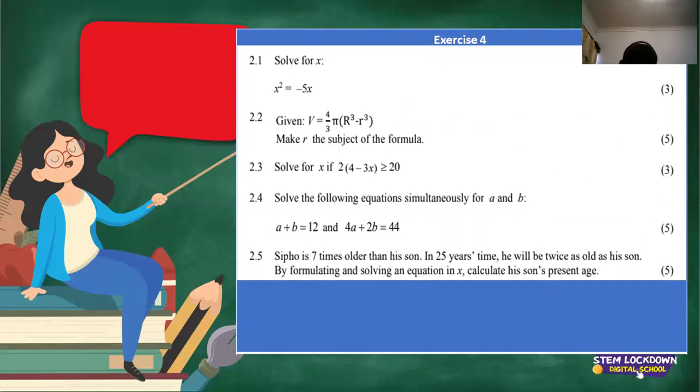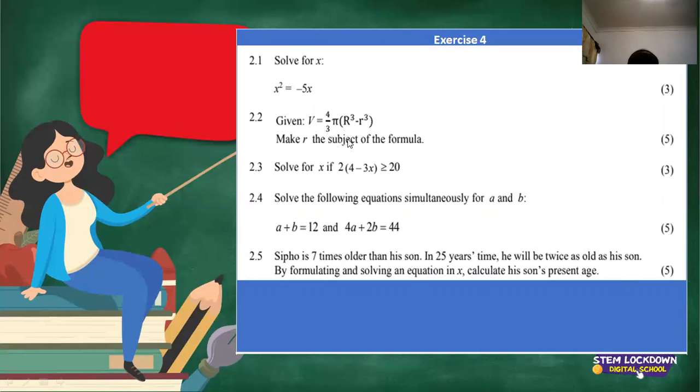Question 2.2: given b equals 4 over 3 pi times capital R cubed minus small r cubed, make r the subject of the formula. Given that b equals 4 over 3 pi times capital R cubed minus small r cubed, now make r the subject of the formula.